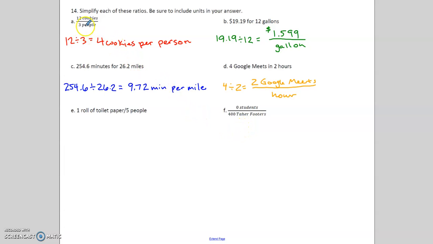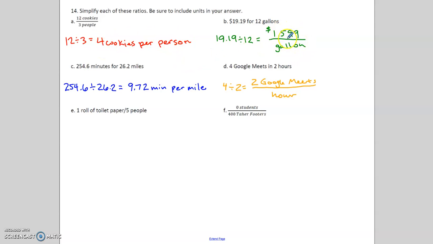So you'll notice for all of these ratios, we are simplifying each by just doing the numerator divided by the denominator. And that's what I think you wrote down in question number 13. You'll notice you must have all of your answers labeled, and there are basically two different ways you could label your answer. You could say, okay, 12 cookies divided by 3 people is 4 cookies per person. You could label it like this.